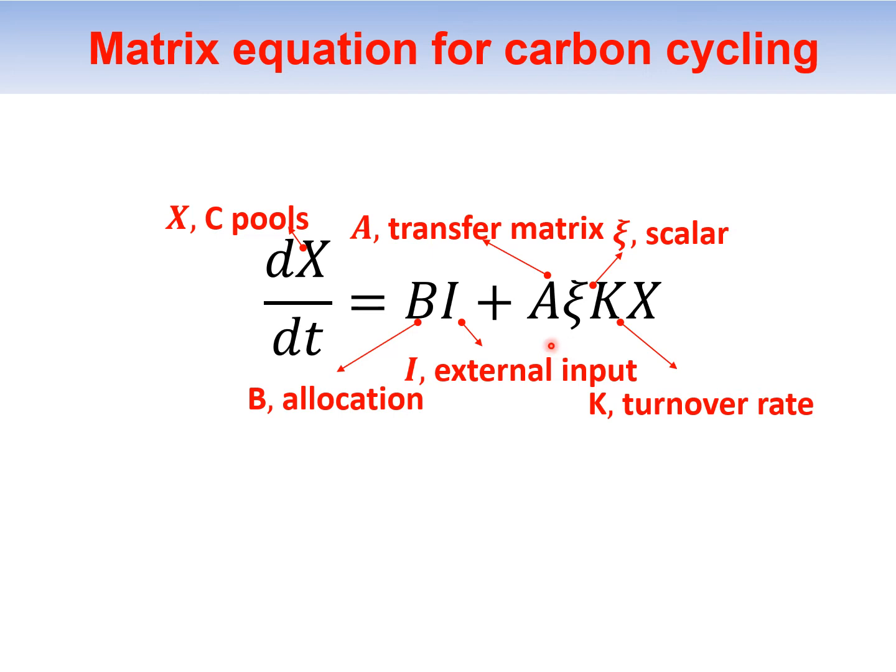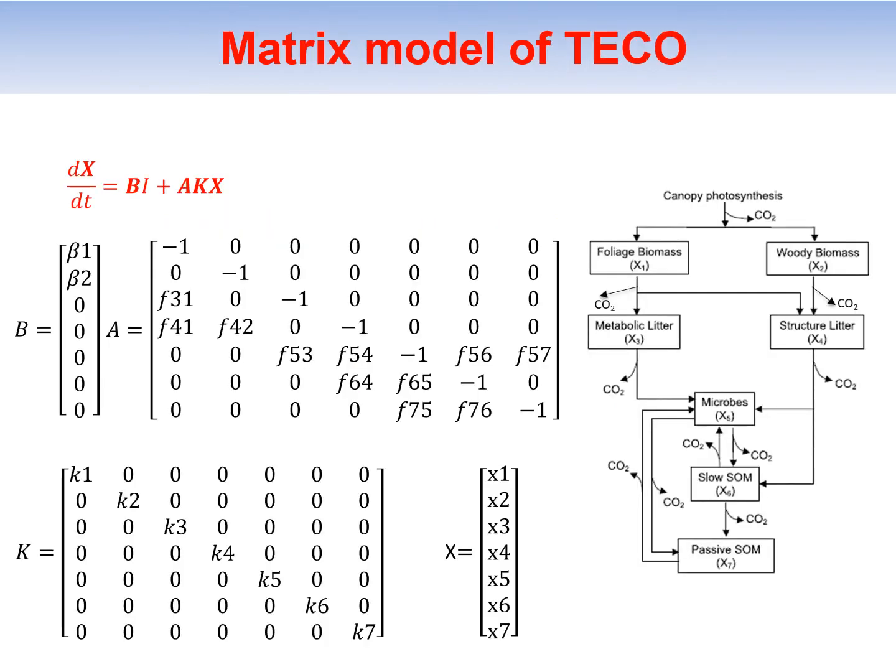A is the transfer matrix, which is n by n dimension, and here n is the number of your carbon pools. The A matrix captures the fraction of outgoing carbon flow from one pool that is being transferred into a second pool. From the location and sign of the elements in a matrix, we could reconstruct the network of carbon transfers among different carbon pools. Here is an example after expanding these matrices of the TECO model.